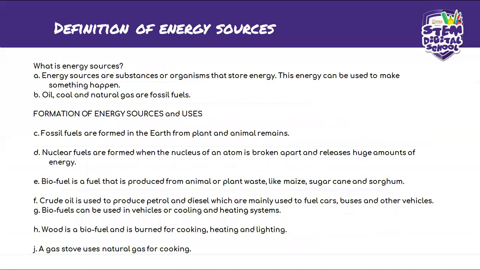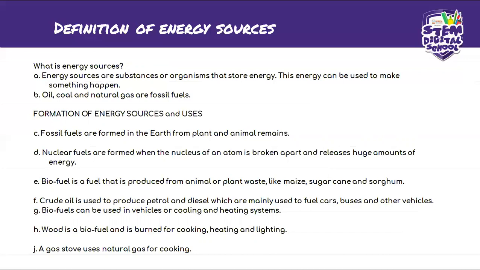Now, let's look at the definition of energy sources. What is an energy source? As we just saw from the previous slide, energy sources are substances or organisms that store energy. This energy can be used to make something happen. All right, so coal and natural gas are all examples of fossil fuels. Let's look at some formation of energy sources and their uses.